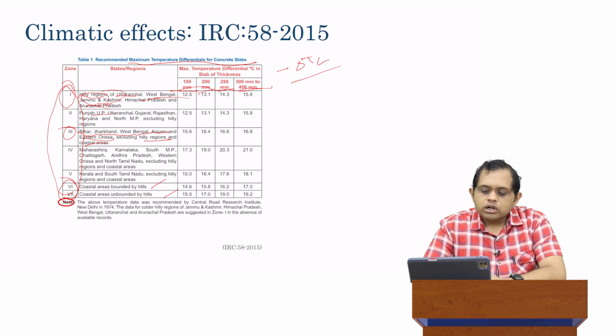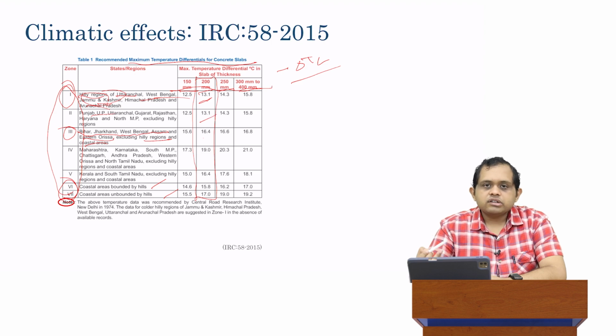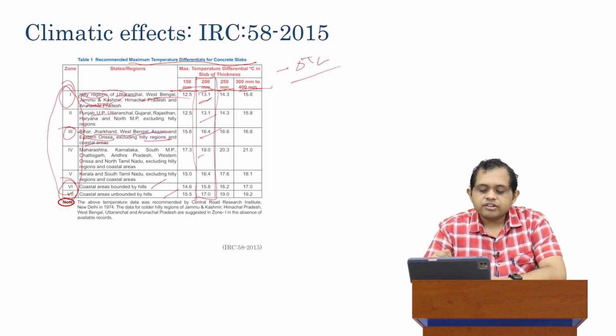Now, if I pick up just one column, let's say a 200 mm thick column, which is a reasonable amount of thickness for a reasonable amount of traffic. What we see is in the hilly regions, the temperature difference recommended is 13.1. As we go further south into the country, that temperature difference increases. You can get 16.4 for Maharashtra, Karnataka, Andhra, Western Odisha, and Northern Tamil Nadu, excluding hilly areas. It can actually be 19. That's a very high temperature difference value to use. And in coastal areas, if there are hills, the value is a little lower, 15.8.